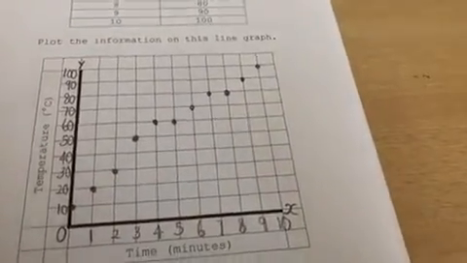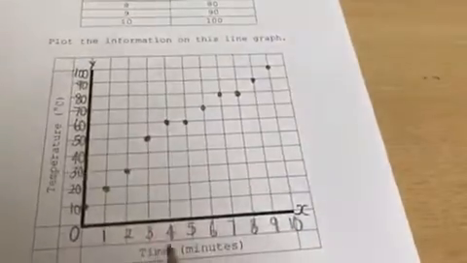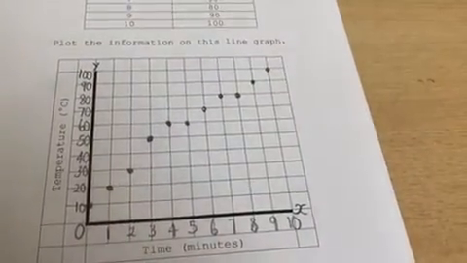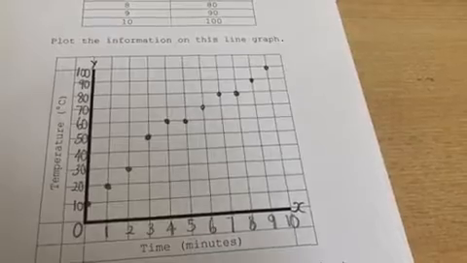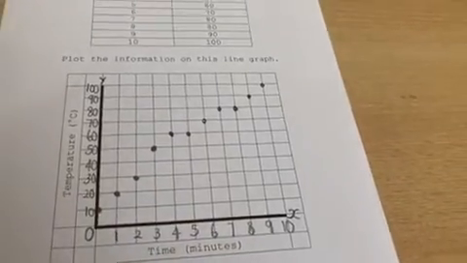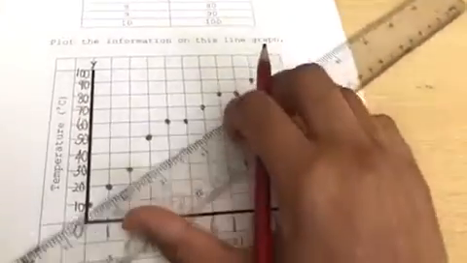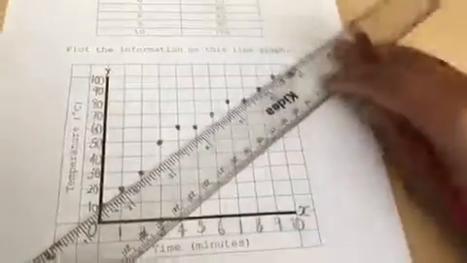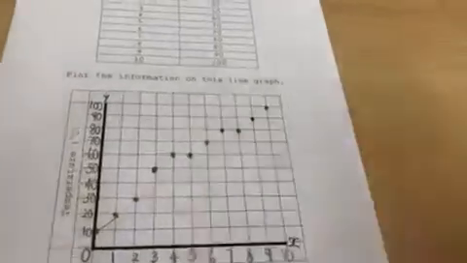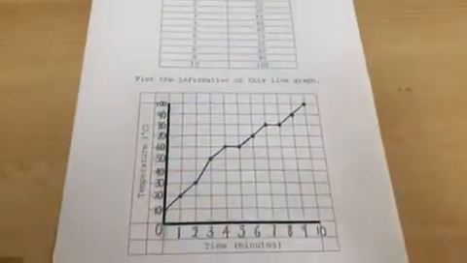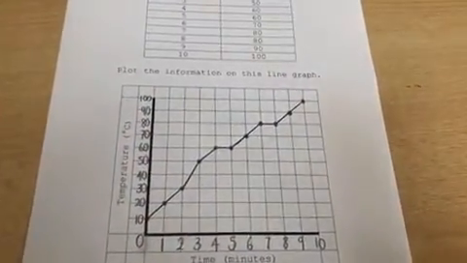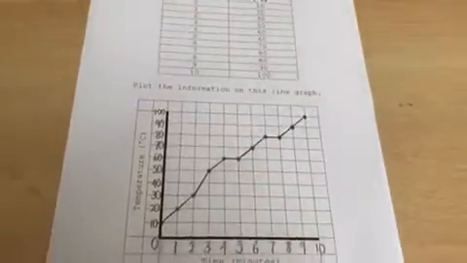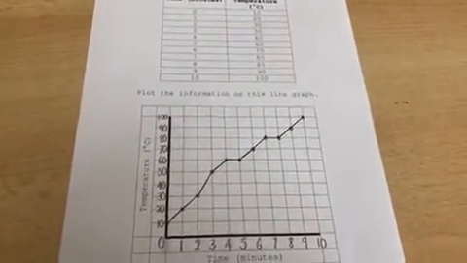So then after that, we need to join our dots together to make a line graph. Now we need to do this with a ruler. So if you get your ruler and you start joining them up together, once you've joined them up together, it should then look like this, okay? Now that is how you plot a line graph, okay?